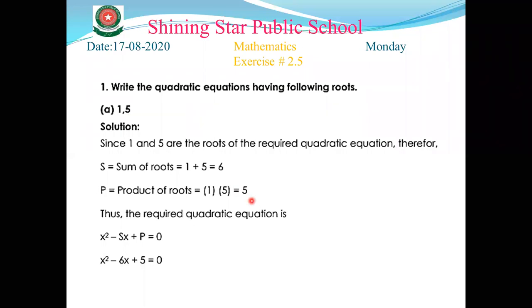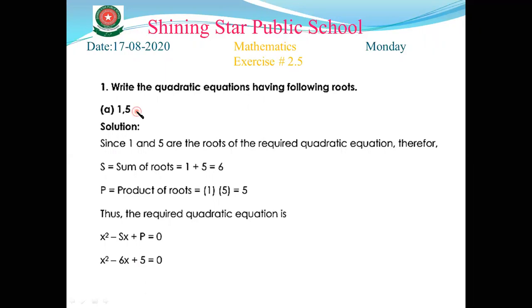Thus the required quadratic equation is x square minus sx plus p. S stands for the sum of the roots and p stands for the product of the roots. So now simply we put the values of s and p. S is 6, p is 5, and when we put these values, we will get x square minus 6x plus 5, which is the required quadratic equation formed by the roots 1 and 5.